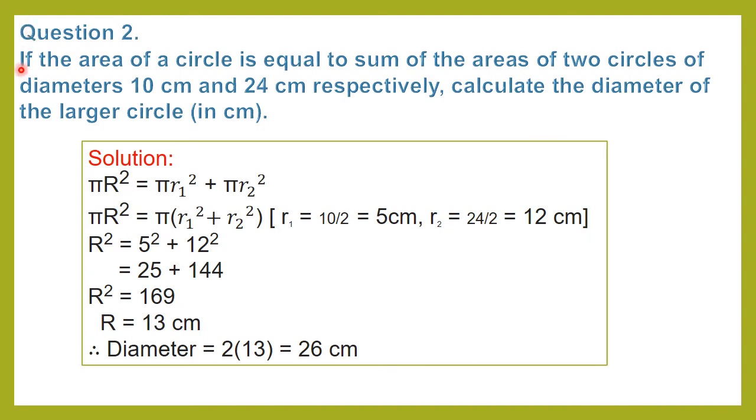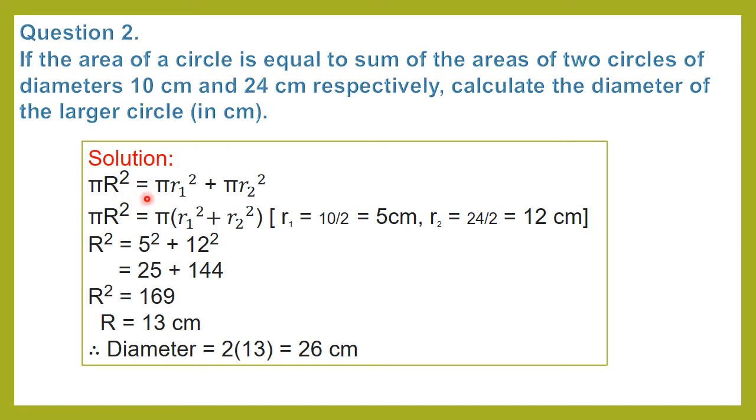Now see question number 2. If the area of a circle is equal to the sum of the areas of two circles of diameters 10 cm and 24 cm respectively, calculate the diameter of the larger circle in centimeter, right? So here according to the question, we have a larger circle, the area of that larger circle is equal to the sum of the areas of two smaller circles whose diameters are 10 and 24 centimeter respectively.